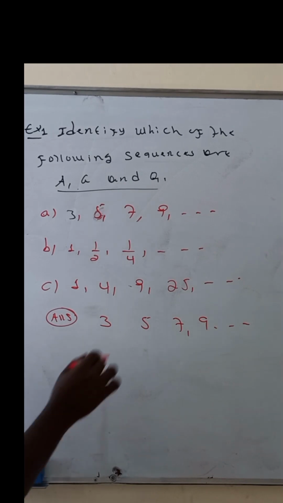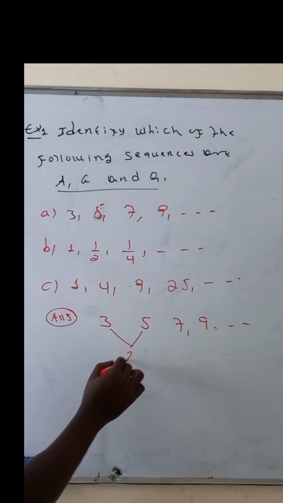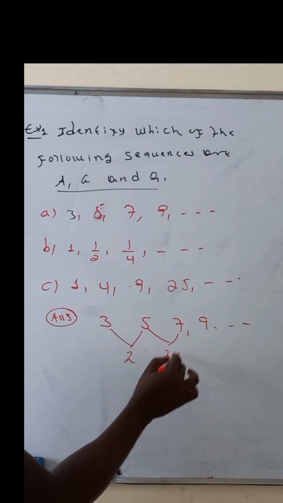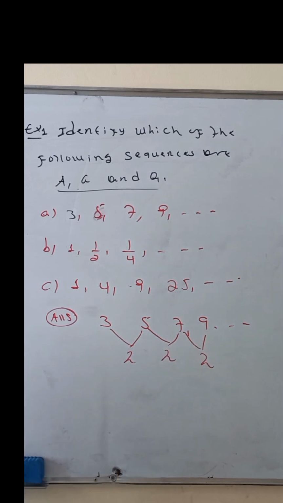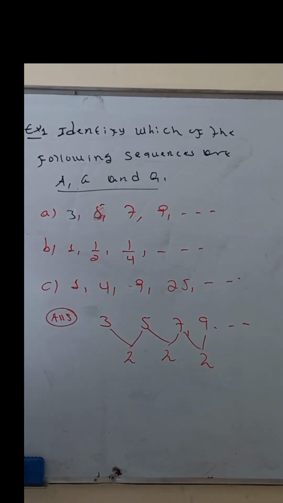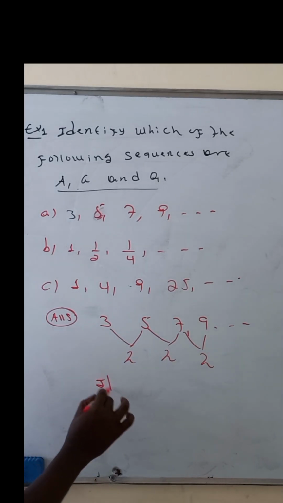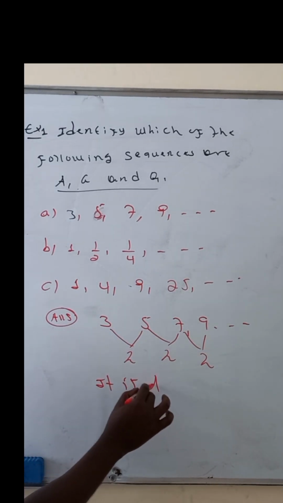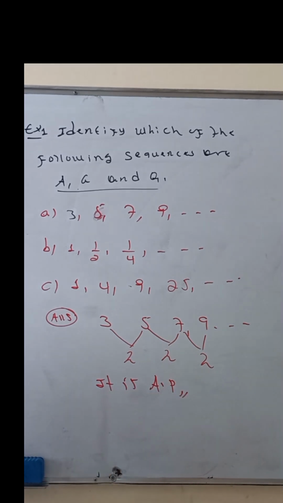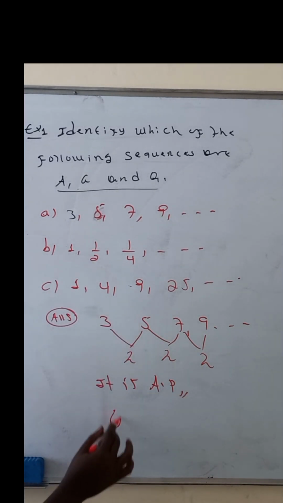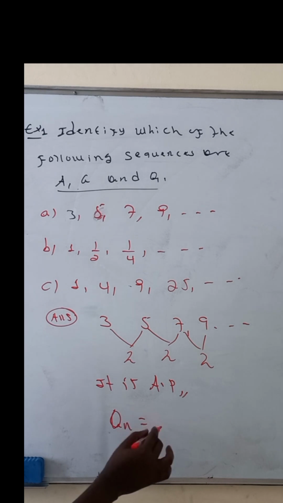So what's the common difference? The difference of this is exactly 2, and the difference is exactly 2, and the difference is exactly 2. So the first difference is always the same. If it is always the same, it is an arithmetic progression.